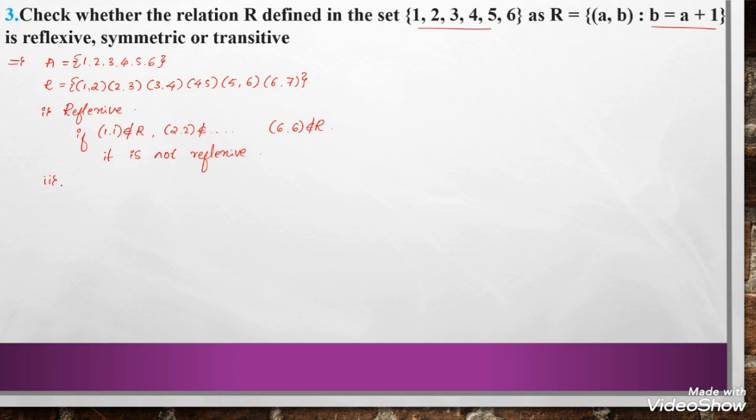Similarly, I will check the symmetric condition. If a relation contains the ordered pair 1 comma 2, which belongs to R, but 2 comma 1 does not belong to R, for every 1, 2 belonging to the set A. Here 1 comma 2 belongs to R, but 2 comma 1 does not belong to R. Therefore, it is not symmetric.